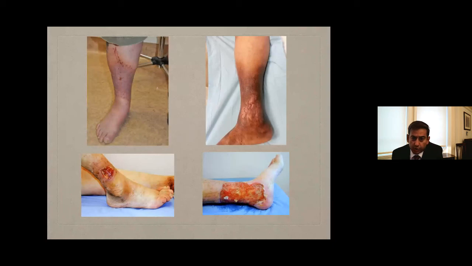We can also treat wound ulcers, leg ulcers. So here you can see some pictures of people with varicose ulcers. This requires compression in the first instance to try and heal the ulcer, followed by definitive treatment for the veins themselves, which could be surgery, foam sclerotherapy, or endothermal ablation.